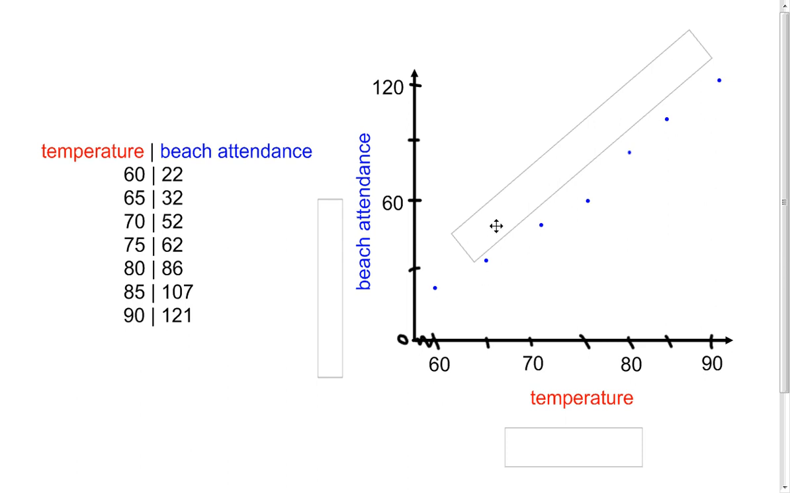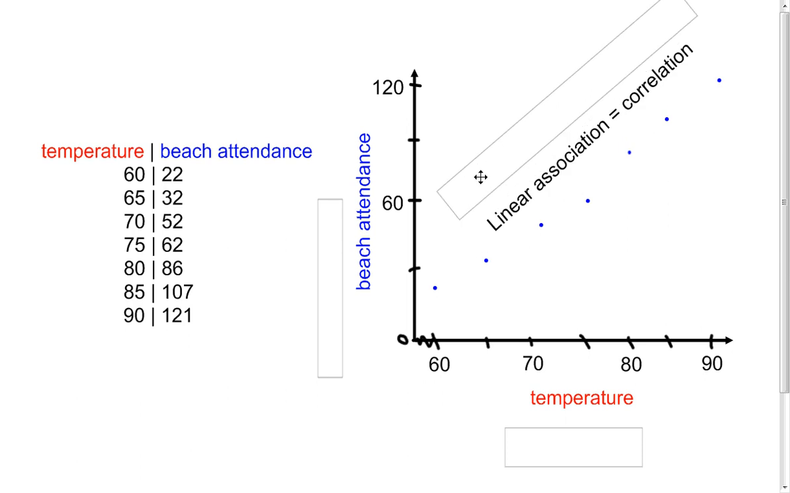Whenever you have something that has a strong association and it's linear, we're going to call that a high correlation, because correlation is referring to the linear association. How linear something is in a relationship is your correlation. And we'll deal with the actual values for that later.